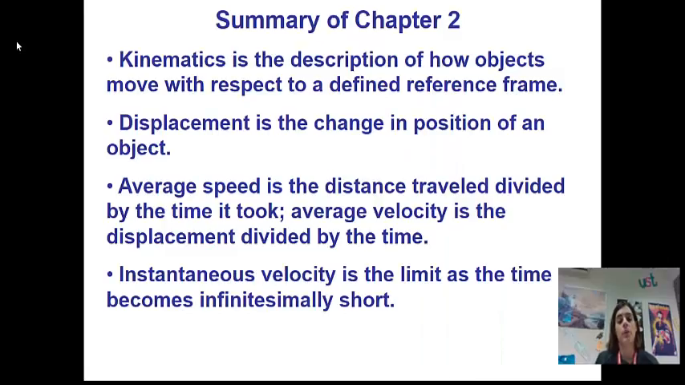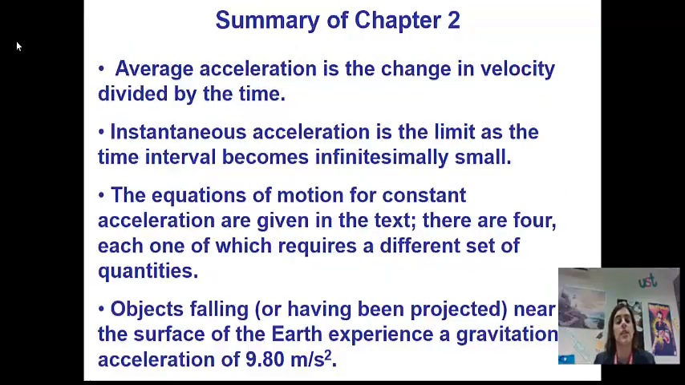Okay, quick summary of this. We've got kinematics. We need reference frames. Displacement, change in position. It is a vector. Speed, distance traveled divided by time. Velocity is displacement divided by time. Speed is a scalar. Velocity is a vector. And if you want instantaneous anything, you got to take a derivative. Same thing, acceleration, average, change in velocity divided by time, instantaneous, take the derivative, okay?